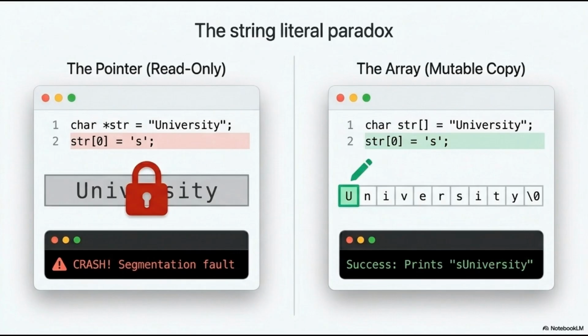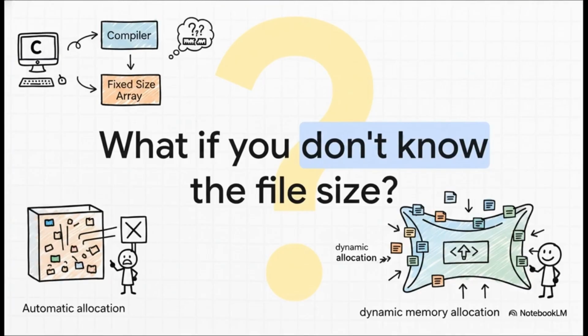But by simply using standard array syntax instead, C does something really clever. It creates a mutable, editable copy of that exact string right on your local stack. Now, making that identical change to the U works perfectly, printing out exactly what you wanted. Your programs have to handle the unpredictable real world, and the stack just can't adapt.